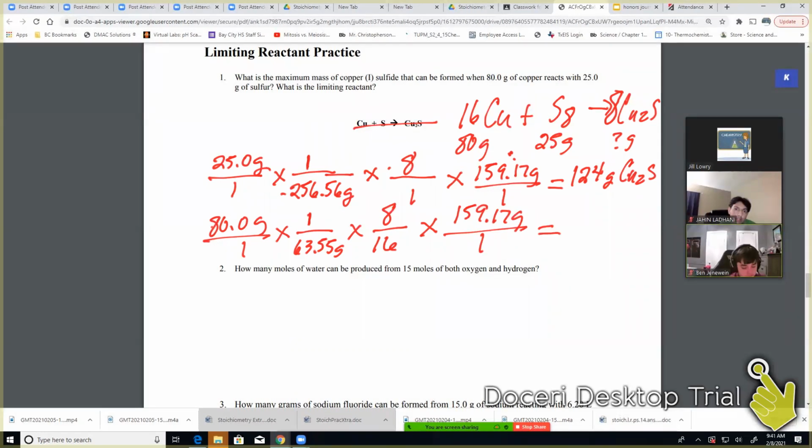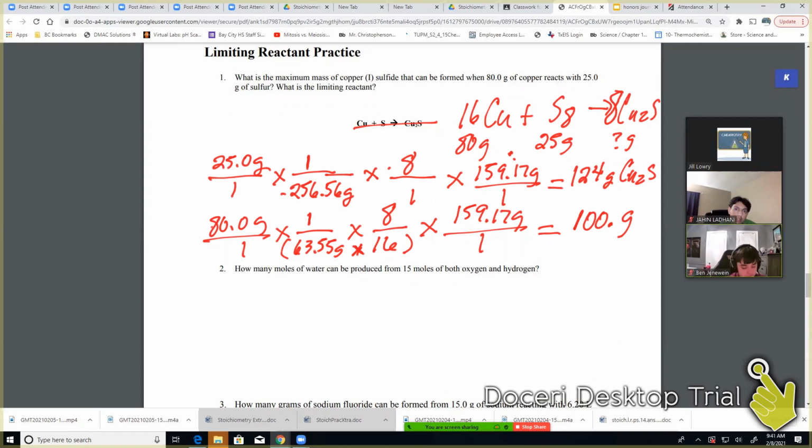All right, so did all the work, and now it's just putting it in the calculator. So 80 times 8 times 159.17. And then remember, if you're going to do this together on the bottom, you probably need to put it in parentheses. I got 100 grams. Anybody else get 100 grams? Yes. All right. And I put the decimal at the back of that 100 because I need it to be 3 sig figs. So there are my two answers.